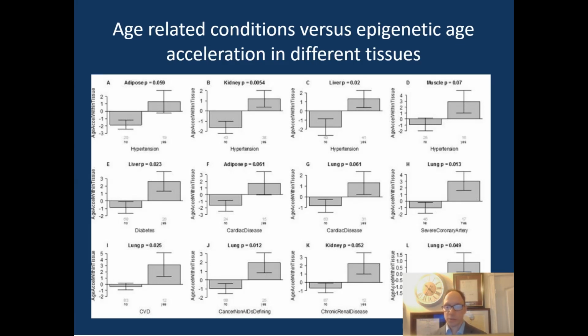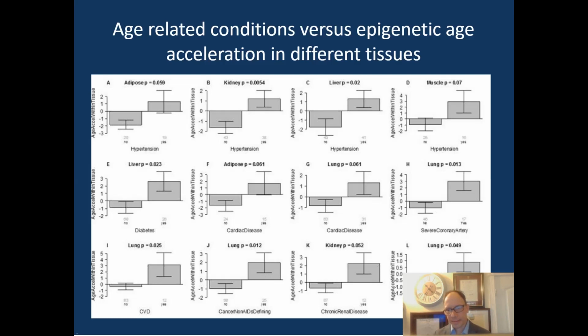And you can ask the question, well, which age-related conditions are associated with age acceleration in these different human organs and tissues? And the striking thing for me was that hypertension really pops up. The first row shows you that hypertension is associated with epigenetic age acceleration in adipose tissue, kidney, liver, muscle. Diabetes is associated with age acceleration in the liver. Cardiac disease is associated with age acceleration in lung and adipose tissue, and so on.